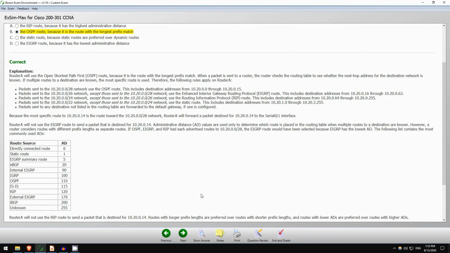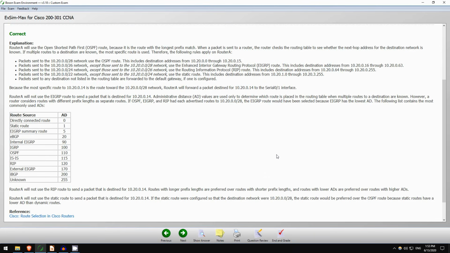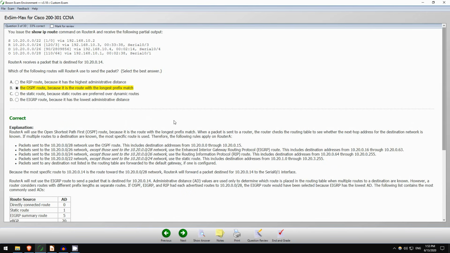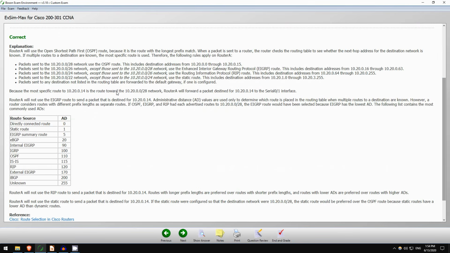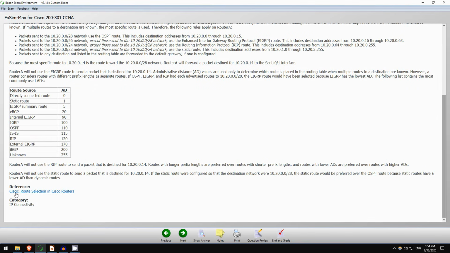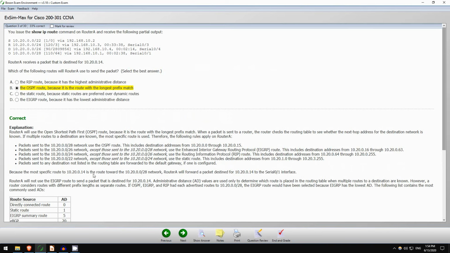And it is. So if you didn't quite understand my explanation, here is Boson's explanation. You can pause the video here to read it. This is the great thing about Boson ExSim, it gives you in-detail explanations, not just why B is correct, but also why A, C, and D are incorrect. And after that, there's a reference to some Cisco documentation, which is freely available on the internet, route selection in Cisco routers. Okay, so that was today's Boson ExSim practice question.